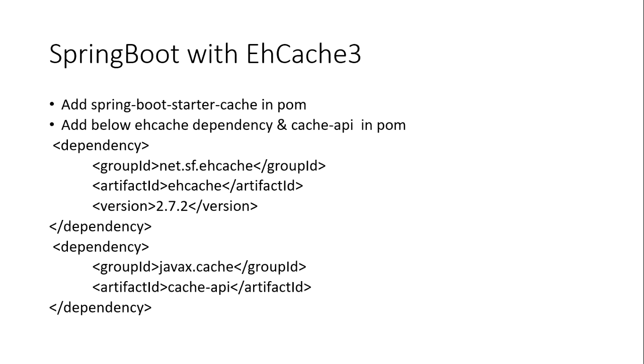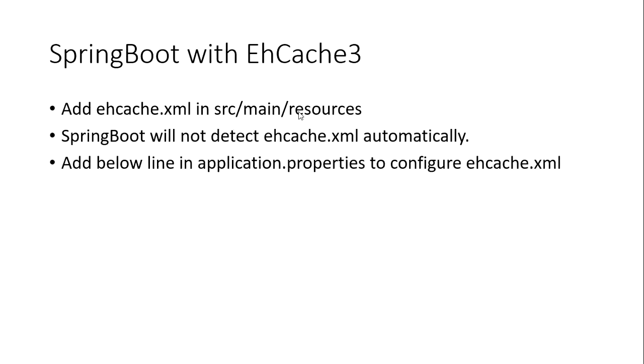Whereas in the case of Spring Boot with Ehcache 3, sorry, this is not the right dependency. I need to change it. Shortly I will show you in the coding what the right dependency is, but it's my bad, I just added a 2.x dependency here. In addition to this, we need to add javax.cache, cache-api. Why? Because Ehcache 3.x is a JSR 107 component, so we need to add this cache API, which internally has JSR 107 annotations. After that, again, we need to add ehcache.xml in src/main/resources.